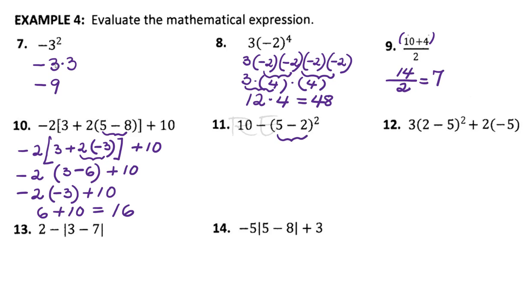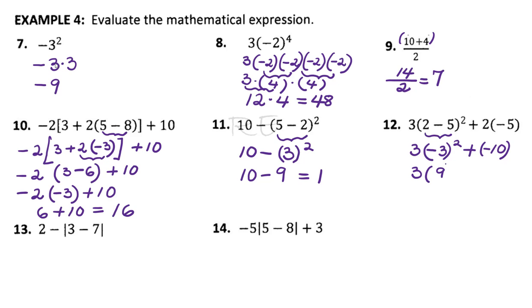For number 11, we'll do parentheses first, and 5 minus 2 is 3. So 3 between parentheses squared. Now 10 minus 3 squared, which is 10 minus 9. And the answer is 1. Parentheses first, 2 minus 5 is -3, squared, times 3 plus 2 times -5, which is -10. So it's 3 times 9 minus 10. Order of operations, 3 times 9 is 27. And 27 minus 10 will be 17.